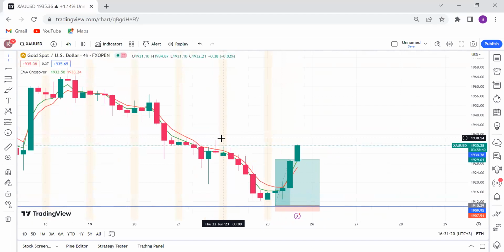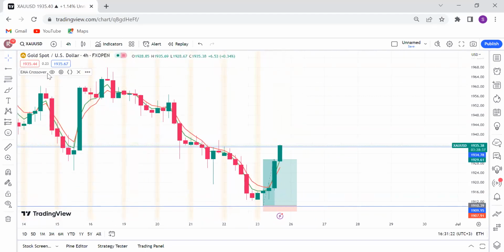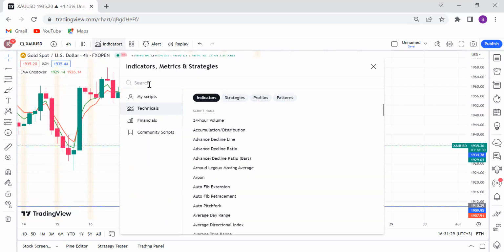Now to the indicator. It's called the EMA crossover. You can find it on tradingview.com. Just come here to indicators and search EMA crossover.